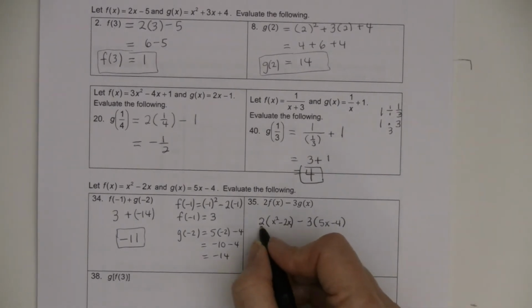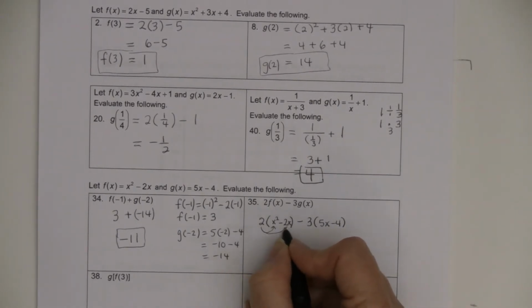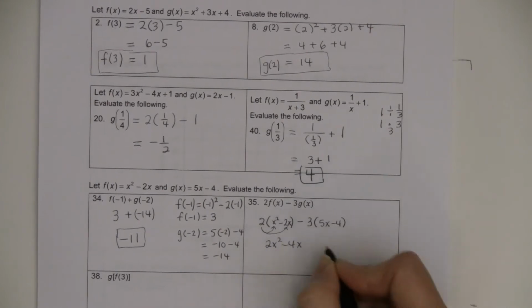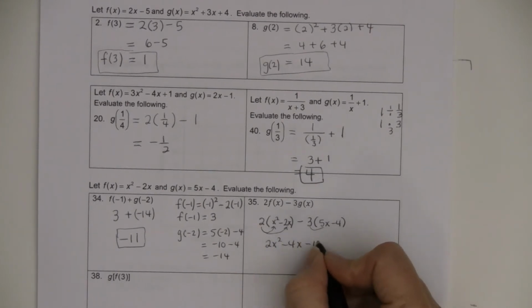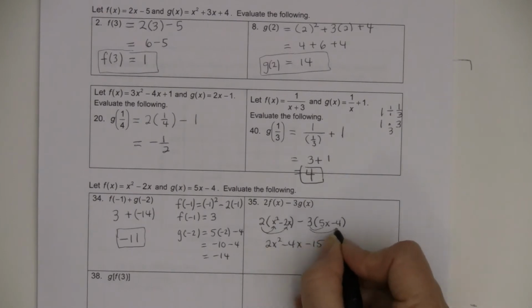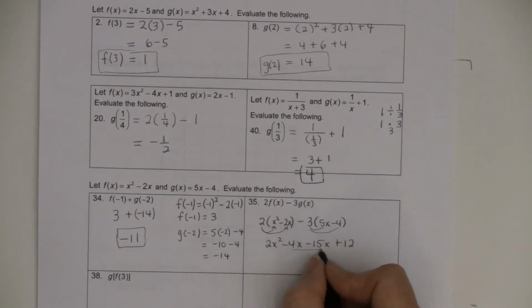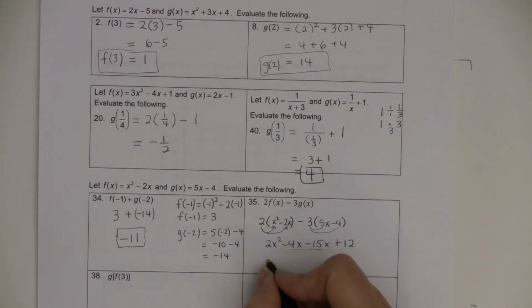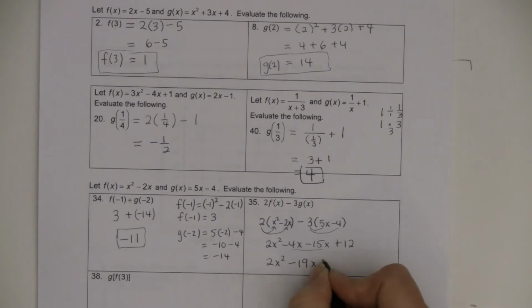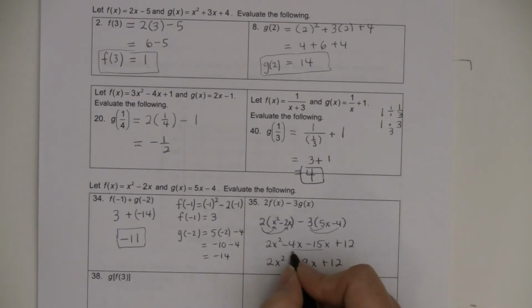Then I would use the distributive property here, and that's going to be 2x squared minus 4x, and then here, minus 15x plus 12. And I would combine like terms. So here in the center I have like terms, coincidentally they're in the center. 2x squared minus 19x plus 12. And that's my answer here.